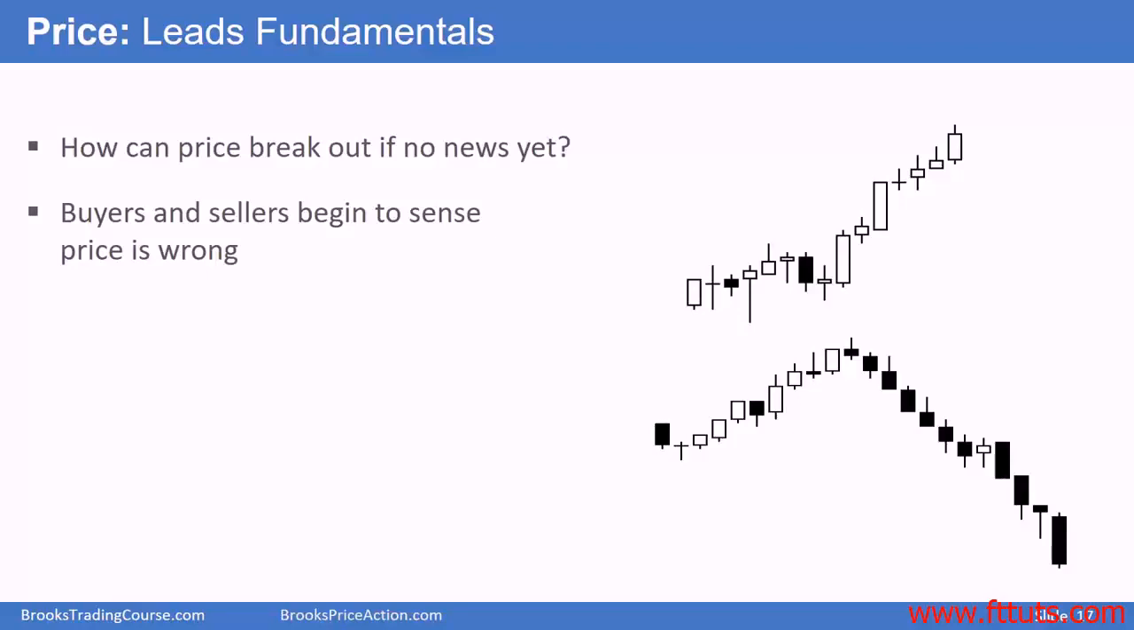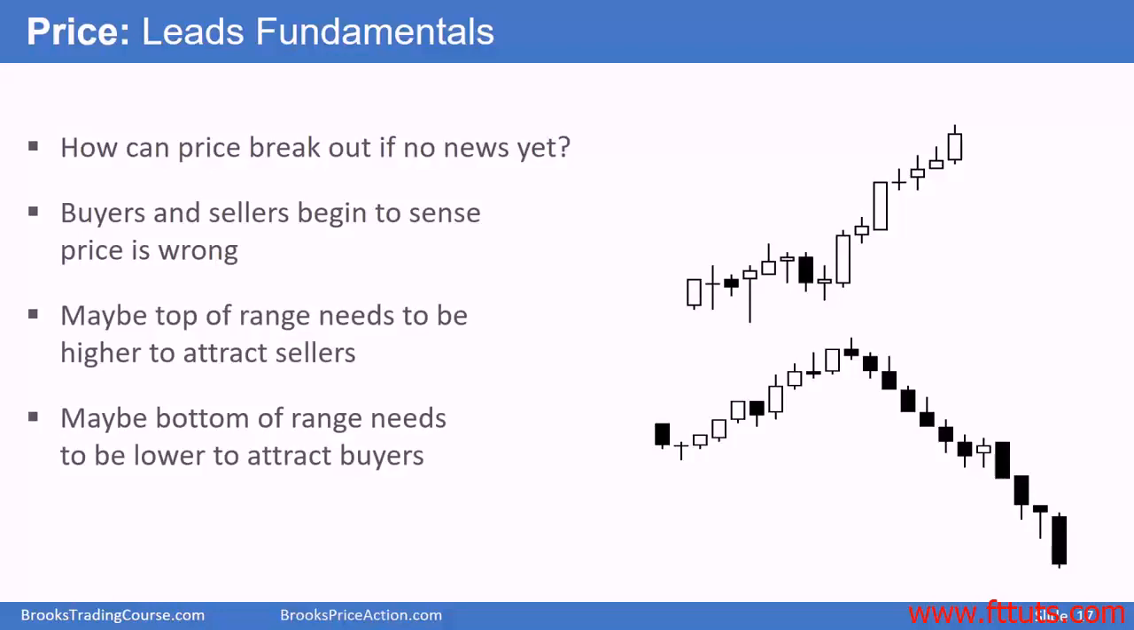Markets often break out before news comes because buyers and sellers begin to sense that something is wrong, that the price is wrong. Maybe the price is too high. Maybe I should start selling some. Maybe the price is too low. Maybe we're going up. Maybe the trading range top needs to be higher to attract sellers. Maybe the trading range low is not low enough to attract buyers. Price leads fundamentals. So a lot of times before the news comes out, the market will start to move.